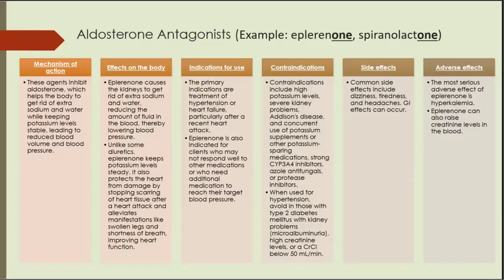The effects on the body: it causes the kidneys to get rid of extra sodium and water, which prevents the buildup of fluid and lowers blood pressure. Unlike some diuretics, aldosterone antagonists keep potassium levels steady, as I said before. The primary indications are treatment of hypertension and heart failure, particularly after a recent heart attack. Eplerenone is also indicated for clients who have not responded well to other medications or who need additional medications to reach their target blood pressure.